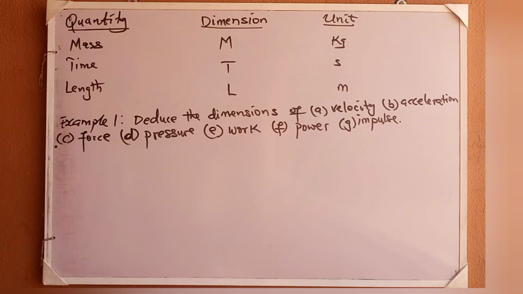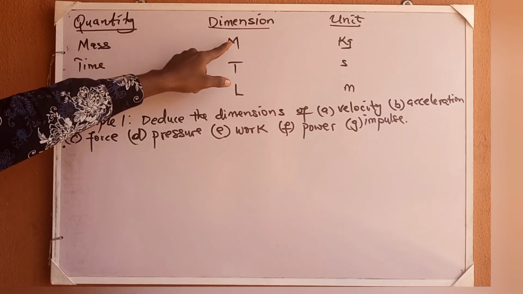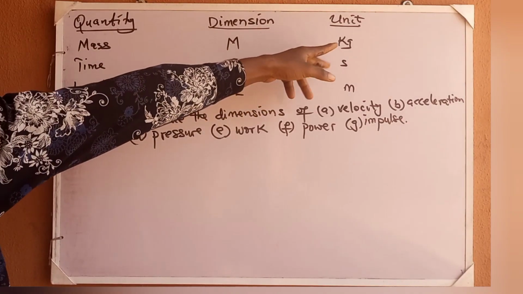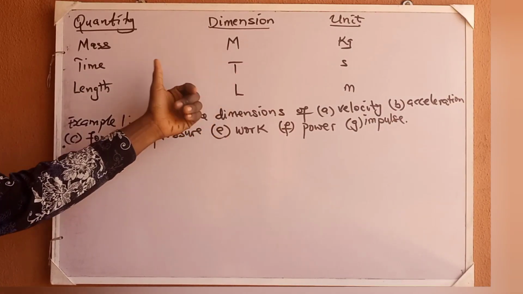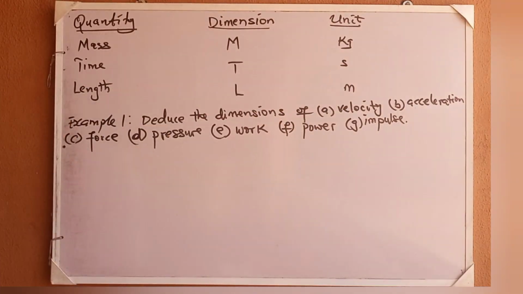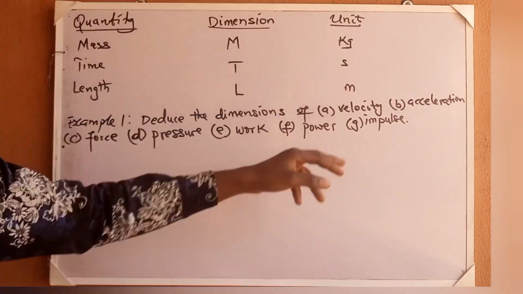So let's get started. In dimension analysis, three quantities are key. These quantities are the mass, the time, and the length. The mass, the dimension is M, just the first letter, written in capital letter, and the unit is in kilograms. For time, the dimension is T, just the first letter, capital letter, SI unit is seconds. Then the length, the dimension is L, SI unit is in meters.